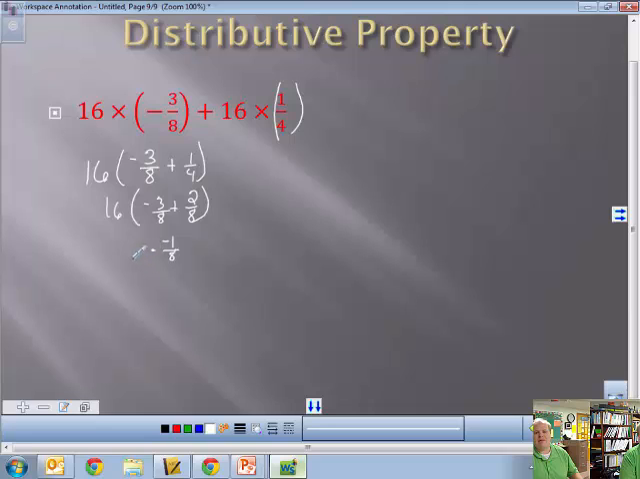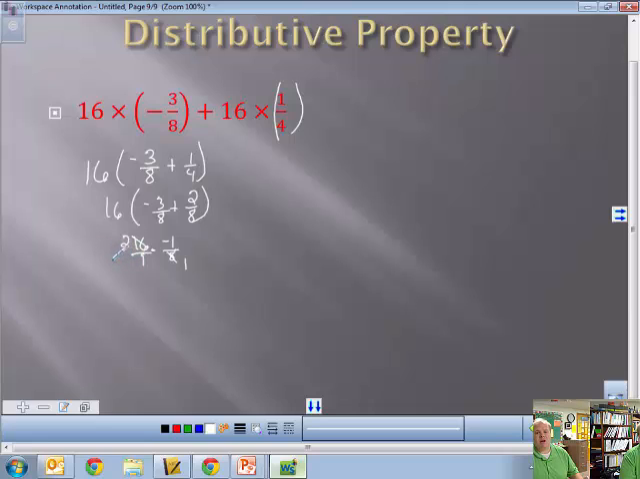It is farther from 0 on the number line, so therefore this is negative. So now I have 16 times a negative 1/8, or 16 over 1 times a negative 1/8. Now I'm going to cross reduce. What is the greatest common factor of 8 and 16? Well, that would be 8. 8 divided by 8 is 1. 16 divided by 8 is 2.